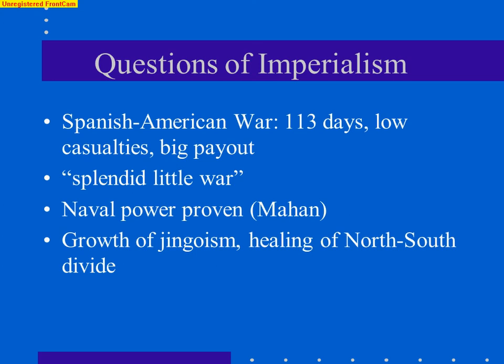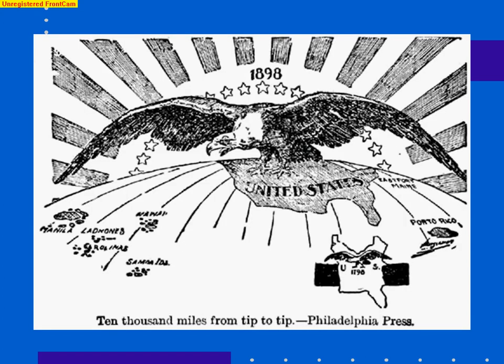But what it does do is help to heal that divide between North and South, that for the first time since the Civil War, Northerners and Southerners were working together to fight against a common enemy. Here is the American eagle spreading its wings from all the way down in the Philippines all the way to Puerto Rico, and compare that to 1798, 10,000 miles from tip to tip.